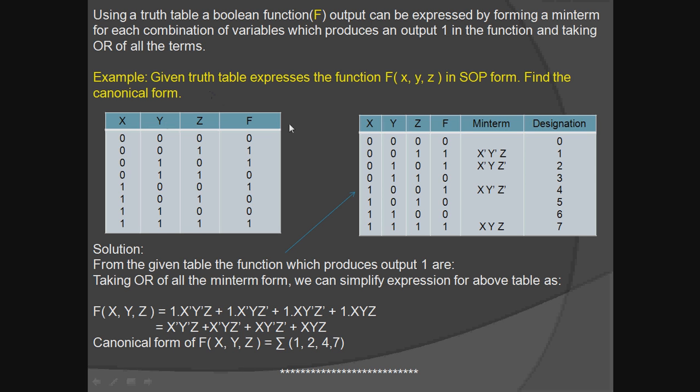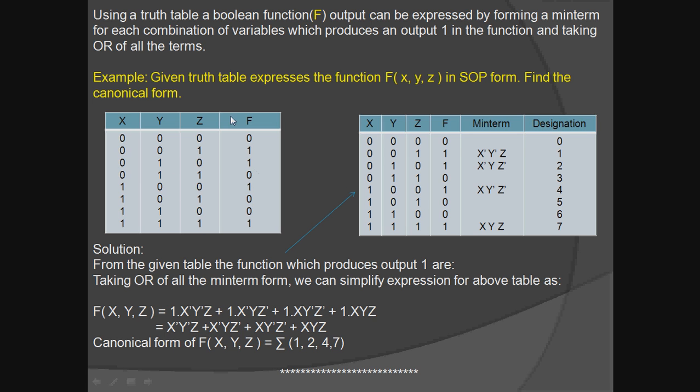So this is in SOP form, that is the min term canonical expression. So now we have to find it in the canonical form, that is, we have to find the summation canonical SOP form, right? So now this is the truth table. As you can see in this truth table, we have three variables with the input values, and this function f we get based on these input values.